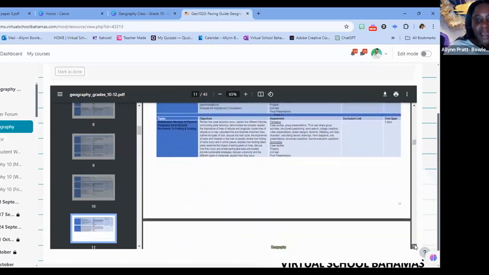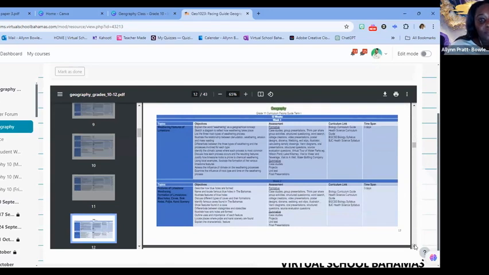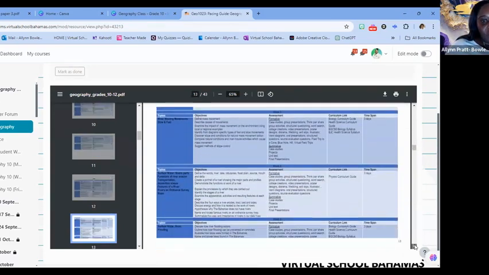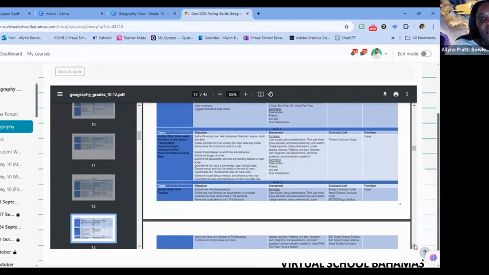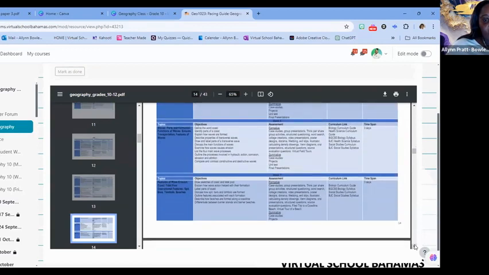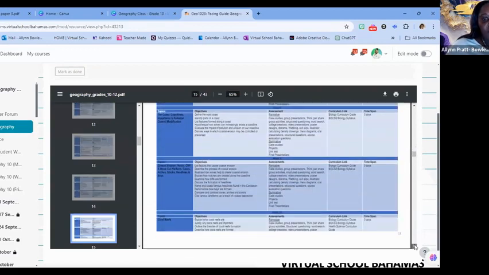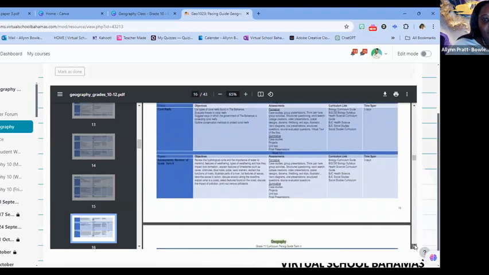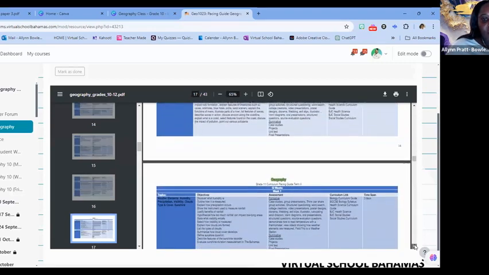Then for grade 11, we start with weathering and erosion. We talk about limestone weathering. We talk about river erosion, wave erosion, coastal erosion. We talk about features at the coast. We talk about coral reefs.